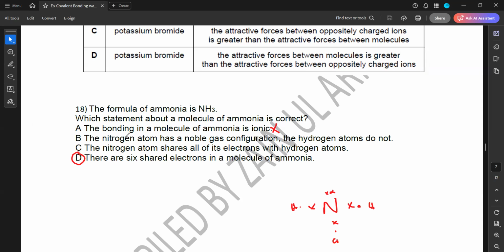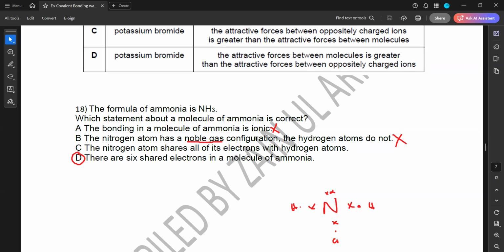That's wrong. The nitrogen atom has a noble gas configuration and hydrogen does not. No, when they form a covalent molecule, both have a noble gas configuration. Noble gas configuration means the shell is complete. So this is not correct. Both shells are complete. Whenever atoms form a bond, they want to gain stability, and to have stability, they should reach a noble gas configuration.